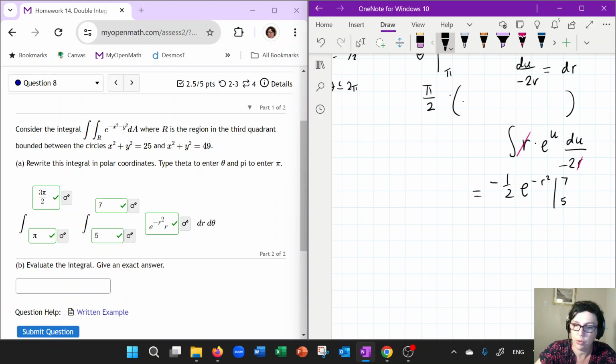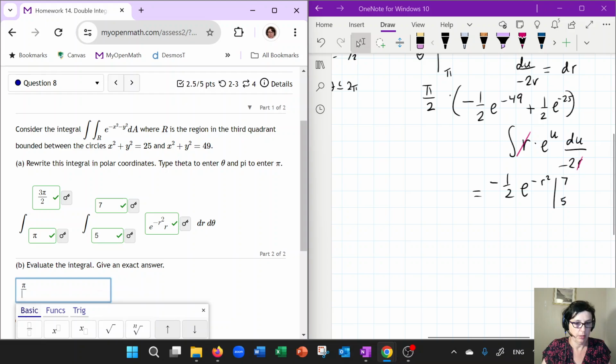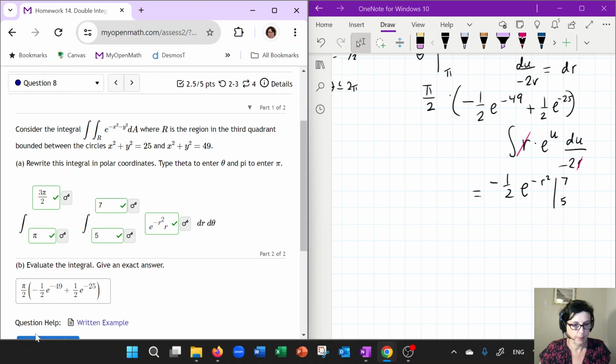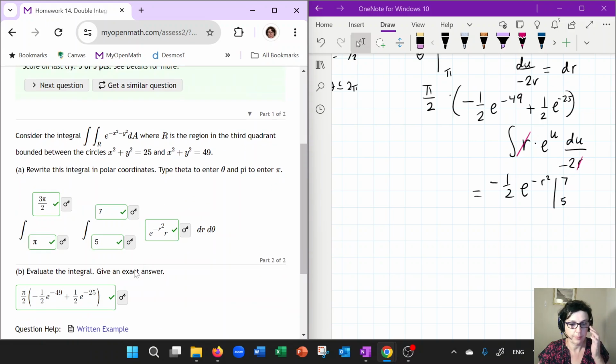So that's what's going to happen from the second integral if I do a substitution. First let's substitute 7. That gives me negative 1 half e to the negative 49. And then I substitute 5, but subtracting a negative is a positive. So that would be plus 1 half e to the negative 25. Okay, so let's just put that in here and see if that's correct. Okay. Yay.